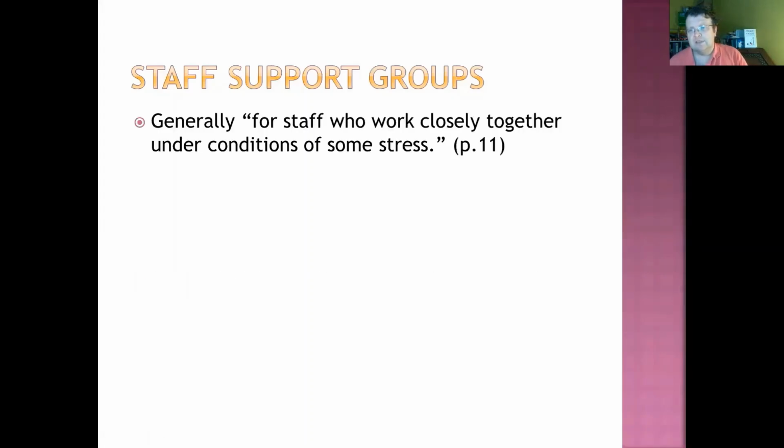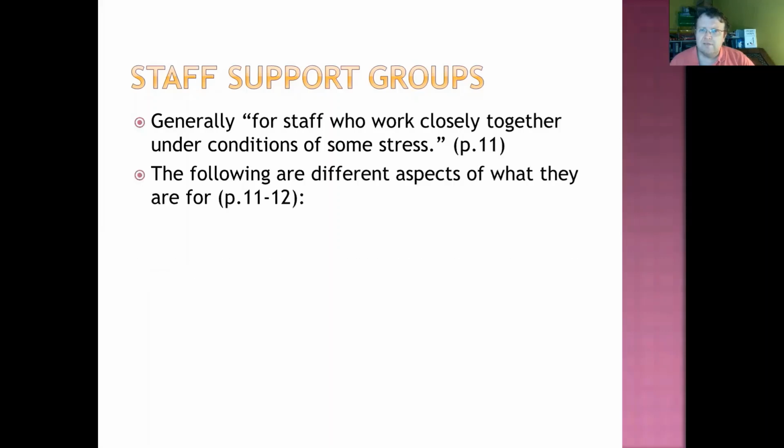So, staff support groups. As the first chapter says, these are generally for staff who are working closely together under conditions of some stress. And the following are different aspects of why they might be set up, given that lots of people work in stressful situations and not every setting will have staff support groups. So what are the benefits of setting up a staff support group?